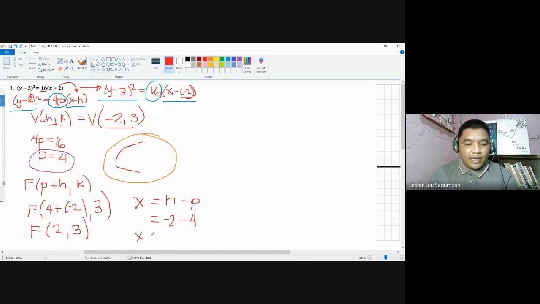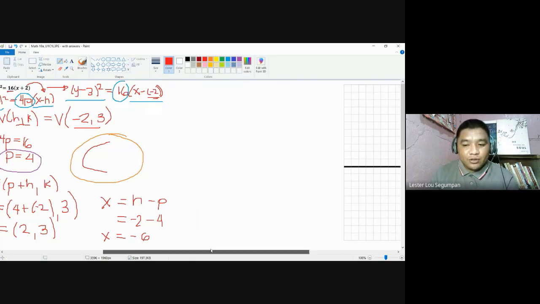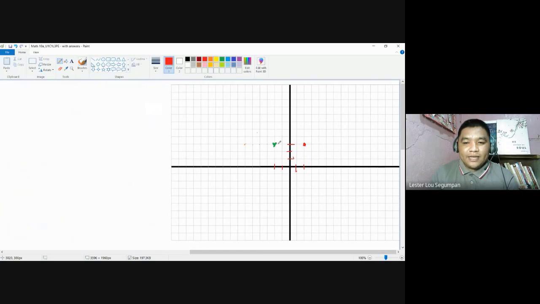So the equation x is equal to negative 6 is where our directrix is. Let's look at our assumption earlier. We have the same distance, 1, 2, 3, 4, 1, 2, 3, 4. And since its focus is here, this is the axis of symmetry because it's opening towards the right.